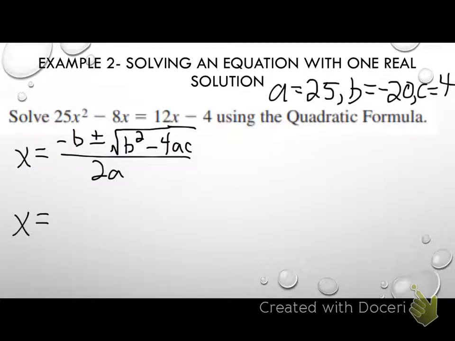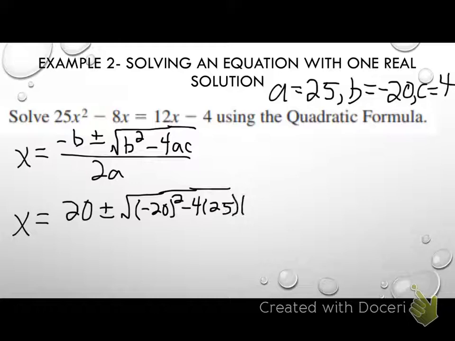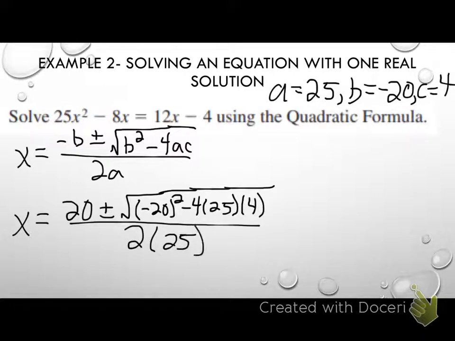So the opposite of b, what is my b value? Negative 20. What's the opposite of negative 20? Positive 20. So I get 20 plus or minus square root of negative 20 squared minus 4 times 25 times 4, all over 2 times 25. Everyone okay with how I plugged in? Okay.